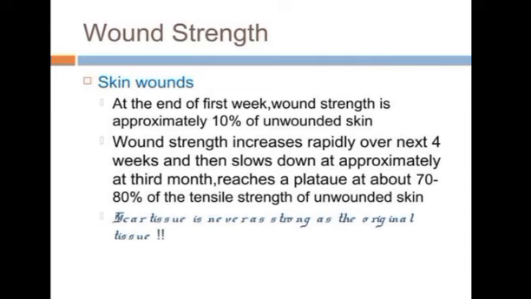Then wound strength. In skin wounds at the end of the first week, wound strength is approximately 10% of the unwounded skin. Wound strength increases rapidly over the next 4 weeks and then slows down, and at approximately the third month it reaches a plateau at about 70 to 80% of the tensile strength of unwounded skin. Scar tissue is never as strong as the original tissue. The later formed scar tissue is not as strong as the old healthy tissue.